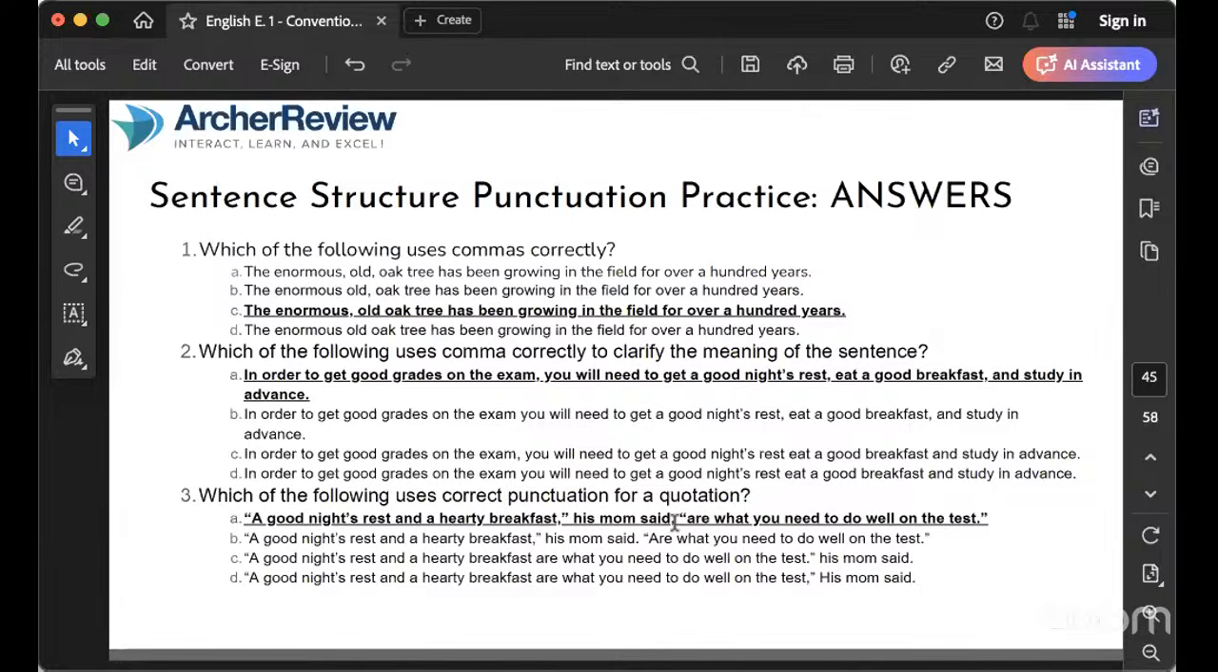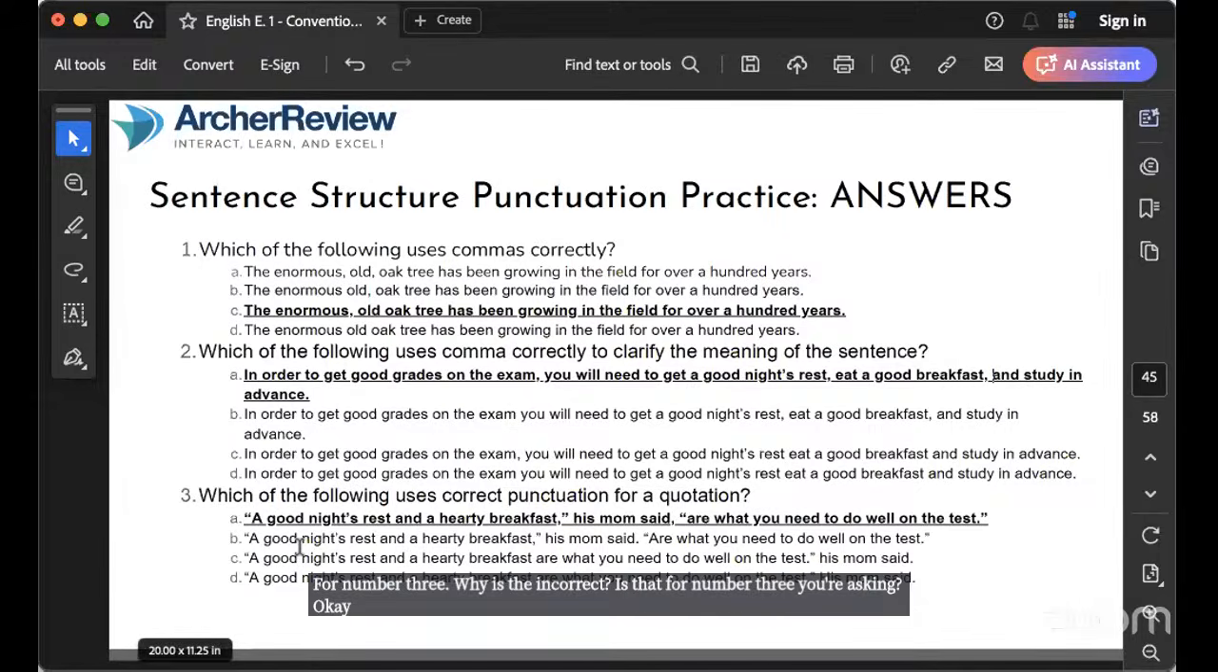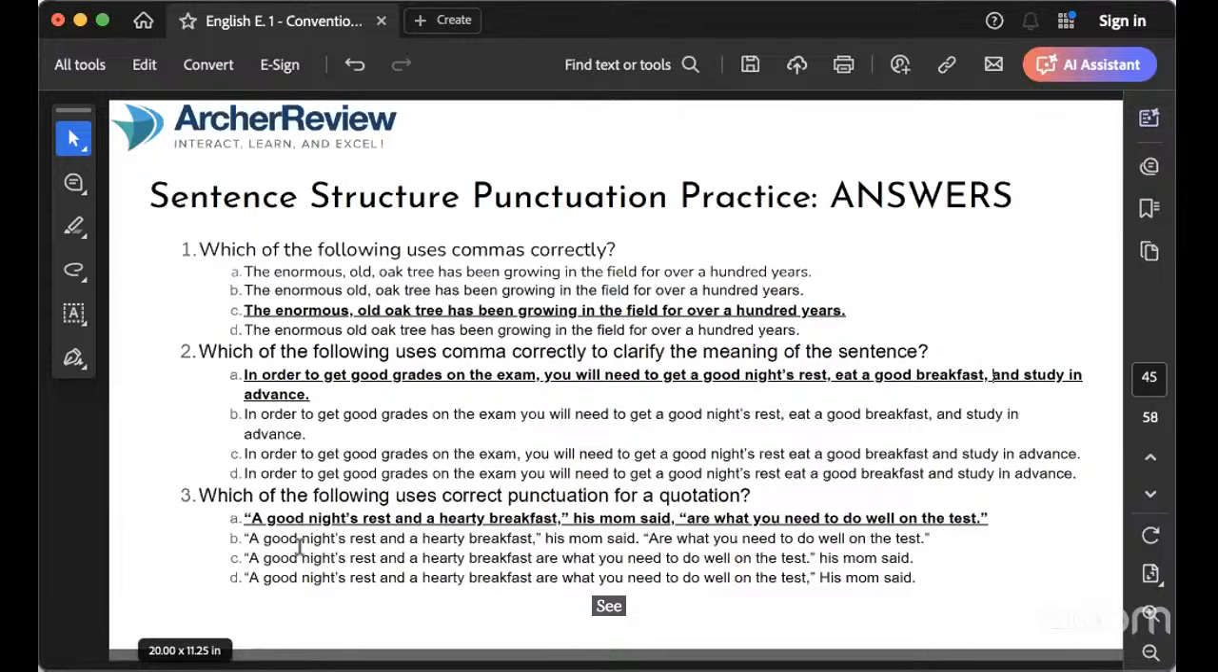Any questions on those? For number 3? Why is C incorrect? Is that for number 3 you're asking? Okay. So a good night's rest and a hearty breakfast are what you need to do well on the test. See how there's a period right after test in C? Do you see that?